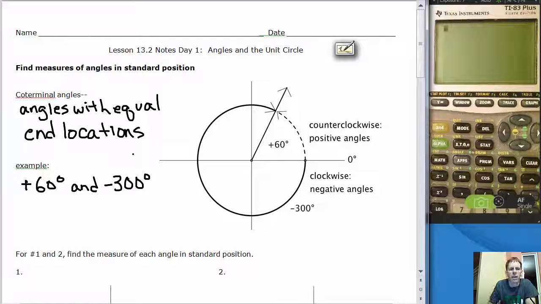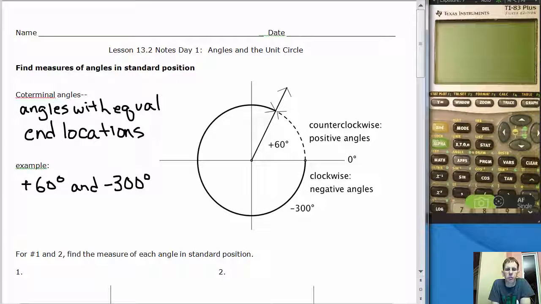And one way that you can identify these types of angles, if we use your calculator, is if we start at 60 degrees and take away 360, which is a full circle, you will get negative 300. That's a coterminal angle. And if you continue to subtract 360 degrees, you will continue to come up with more coterminal angles, like negative 660, negative 1020, and negative 1380. Likewise, if you continue to add 360 to your angle, you'll also get coterminal angles, like negative 300, 60 degrees, 420 degrees, 780 degrees, 1140 degrees, etc.